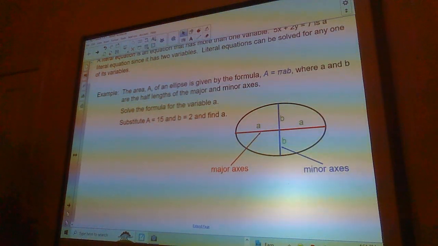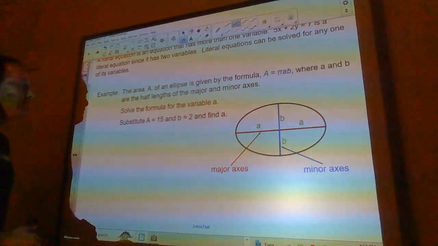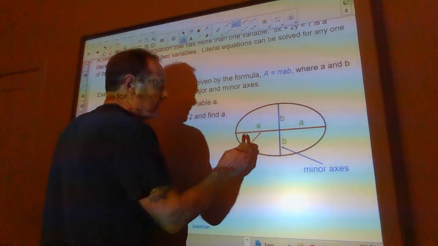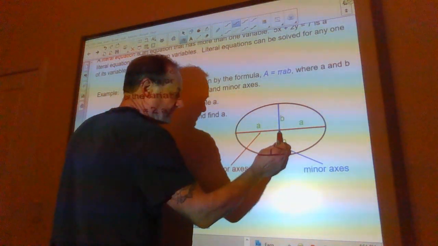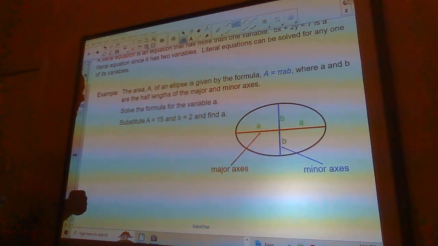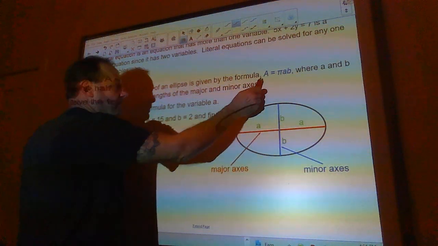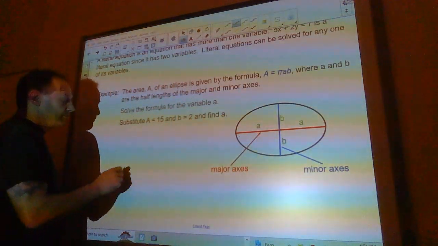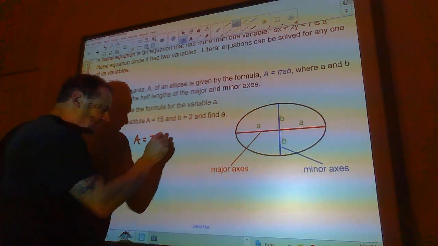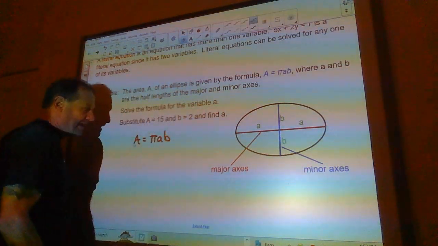So the area of an ellipse is given by the formula A equals pi times ab, where a and b are the half lengths of the major and minor axes. So a half length is the distance from here to here, okay? So solve the formula for the variable a. That's the first thing we're going to do. So notice it says little a, because we've got two a's here. We've got a capital A and a little a. So we've got capital A equals pi times ab, and we want to solve for little a.